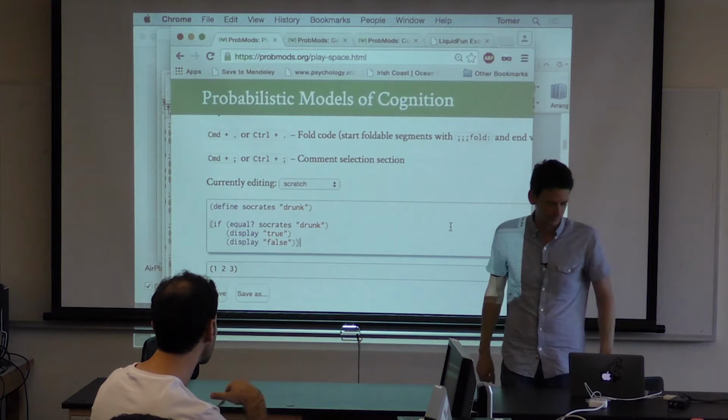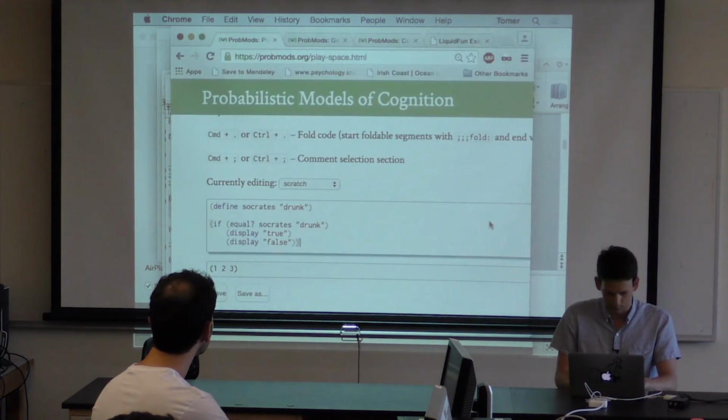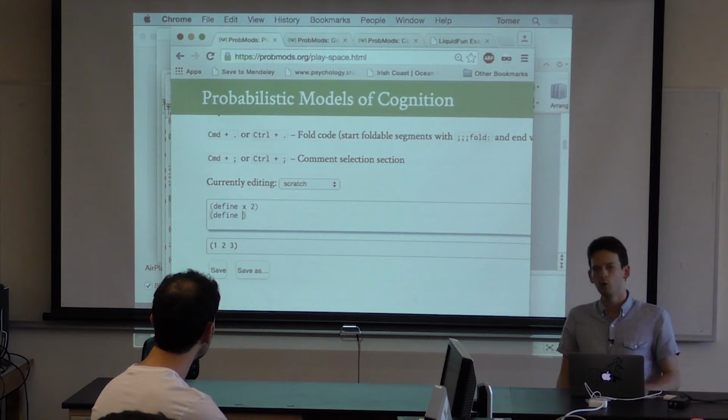Another important thing before we start getting at more things like recursion and forward sampling is the notion of how I would define a function. So far we've defined variables, right? I could have defined something like define x 2, and then that would have just been that. But I want to define functions. So I might define something like define, and now I have two options. There are two ways of defining functions in Church. One of them is to do the following.